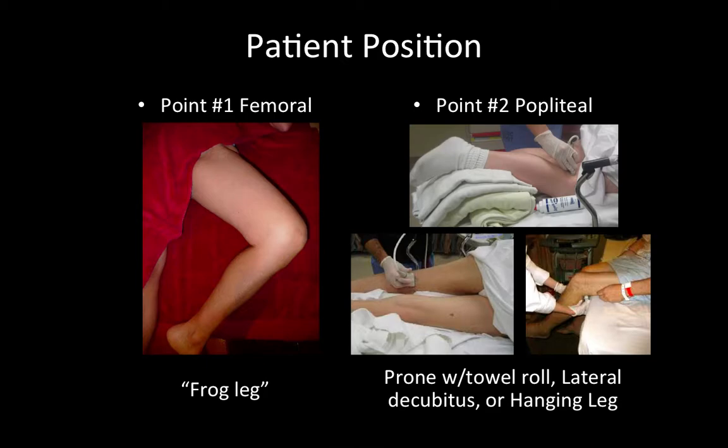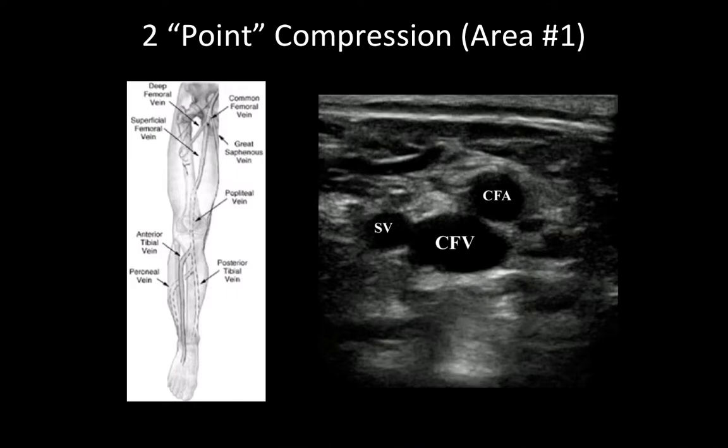So what are you looking for? We'll start our two-point compression protocol. In the two-point compression protocol, there are two areas or points where we are compressing. In the first area, you have the common femoral vein. Now this is most proximally. This is before the bifurcation.